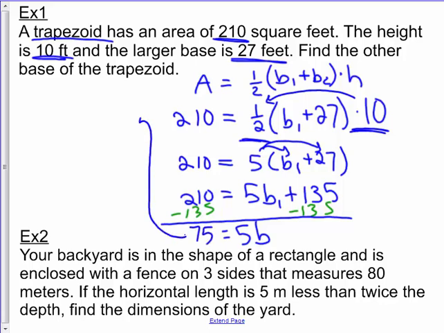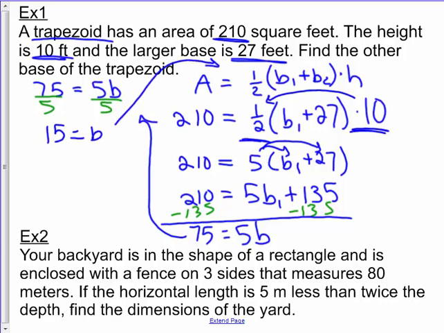There's a 75. So we're going to solve it up here. 75 equals 5b. I divide each side by 5. b is 15. I check it, I plug it back in, so 15 plus 27, that's 42. 42 times 10 times 1/2 does give me my 210, which I should get on the left-hand side.